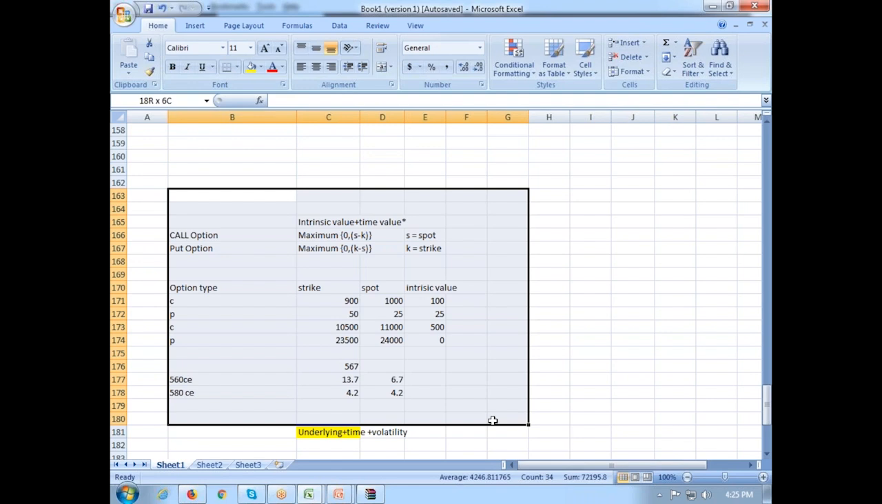आपके पास अभी कॉल ऑप्शन का इंट्रिंसिक वैल्यू एंड पुट ऑप्शन का इंट्रिंसिक वैल्यू कैलकुलेशन you did. You are comfortable and you have done the part of intrinsic value and time value.